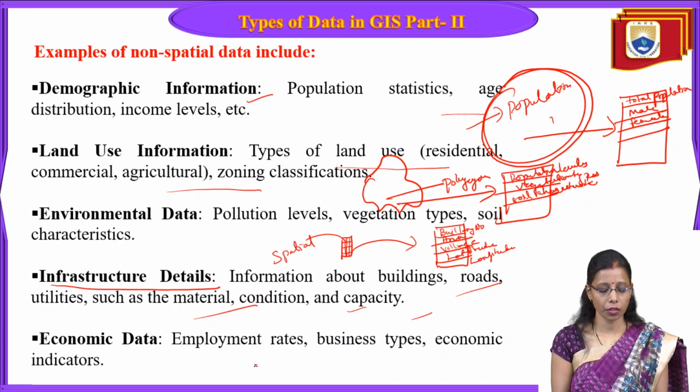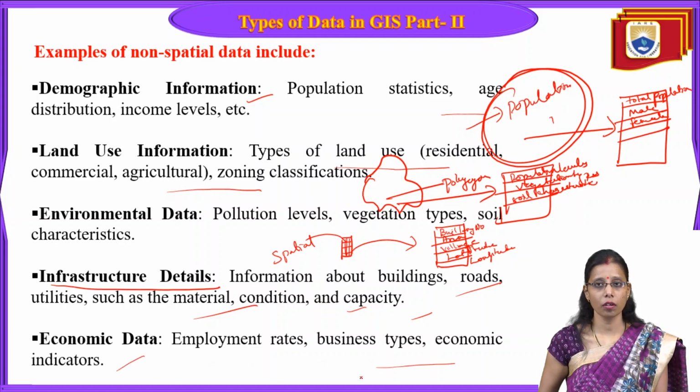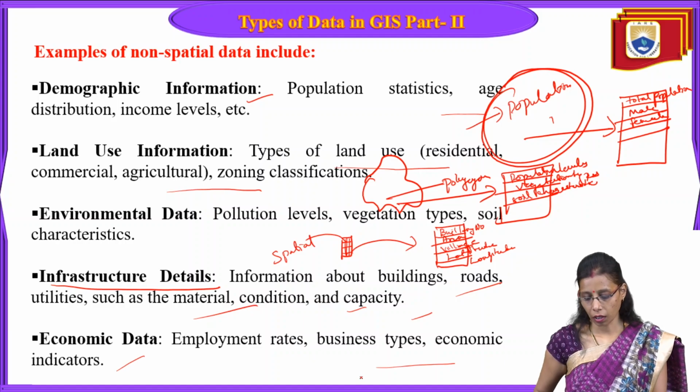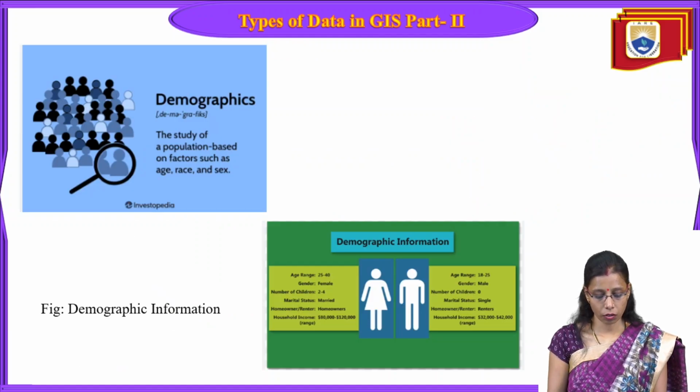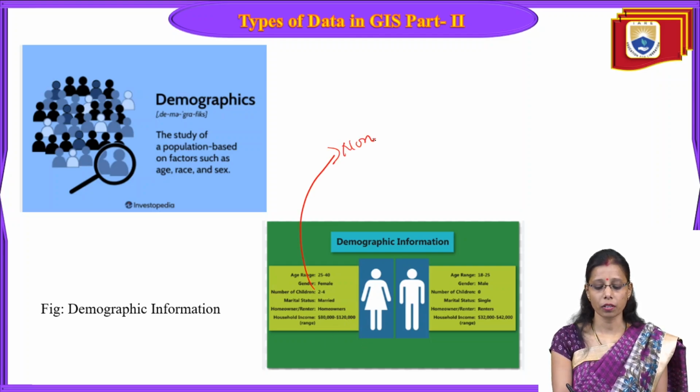Now economic data. Economic data, employment rates, business types, economic indicators, all this information is shown in the form of the attribute. Now, this is how the demographic information looks like. Demographic is about the population. It is the study of population based on factors such as age, race and all. So here in demographic information, the age, gender, number of children, marital status, all this information becomes non-spatial.